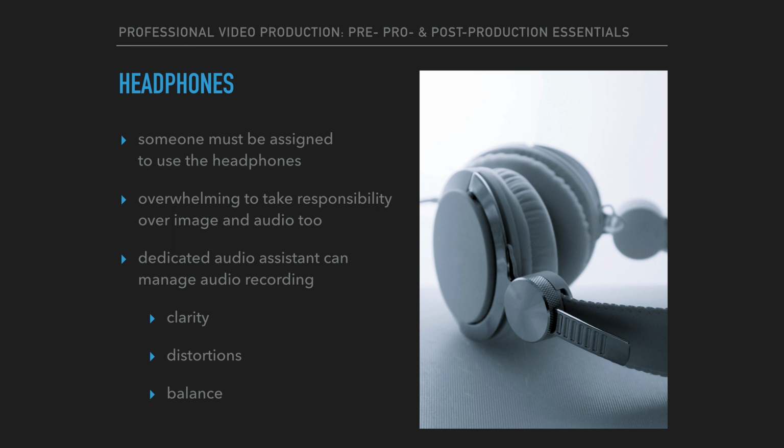Headphones are important because it is not possible to determine whether the audio is getting recorded properly by simply looking at the view meter. To be able to tell if the recording is clear, or if it has distortions, or if it is unbalanced between the different elements, these things all require an active listener. The sound must be listened to, and the listener must decide if it passes the different quality metrics.